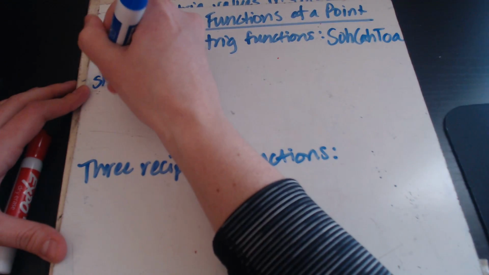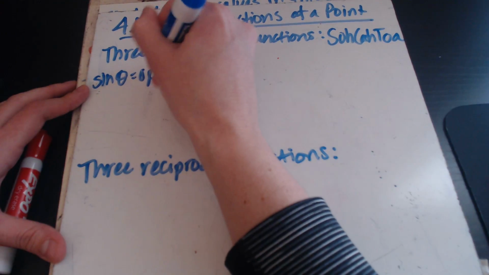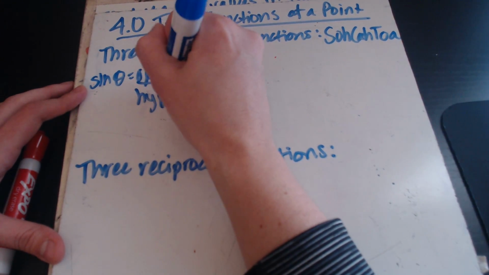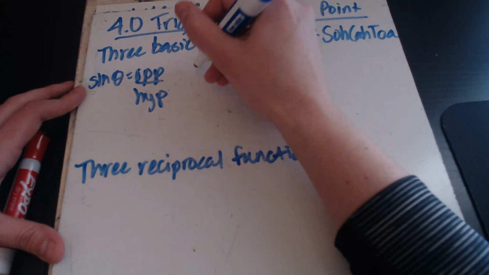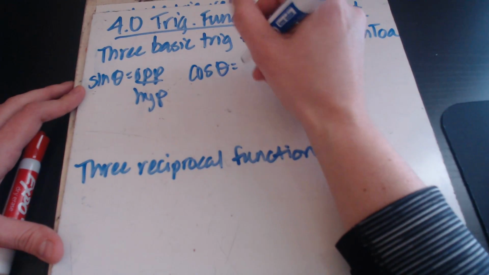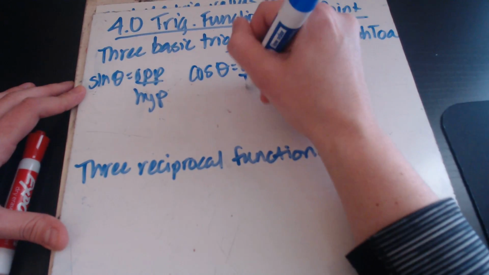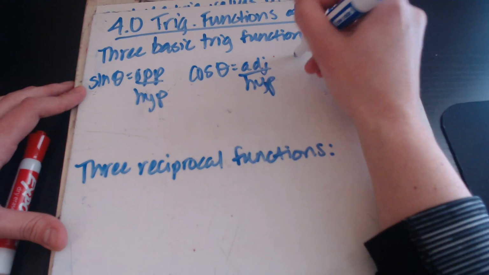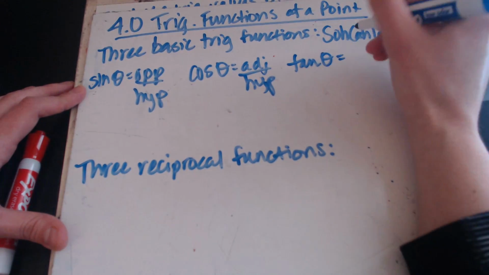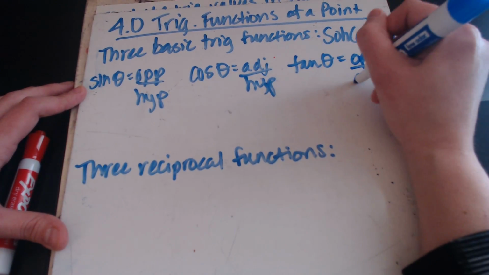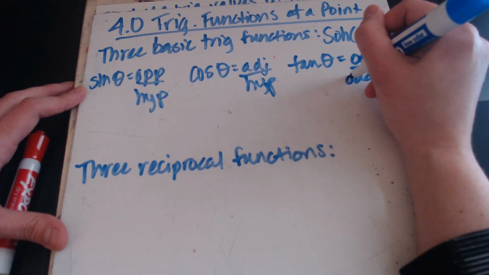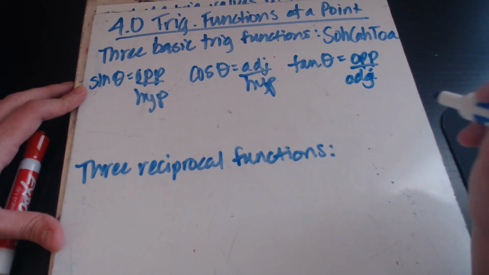Sine of theta is opposite over hypotenuse. That's our first one. Cosine of theta equals adjacent over hypotenuse, and tangent of theta equals opposite over adjacent. I always do that. Opposite over adjacent.